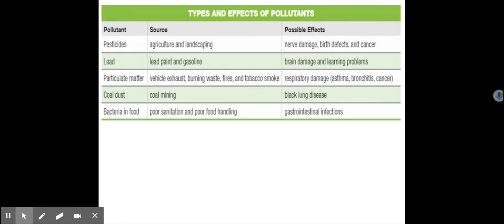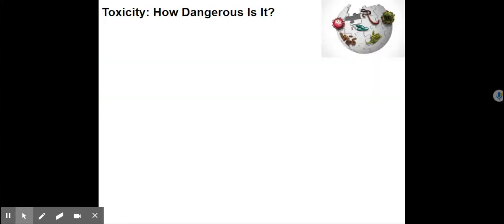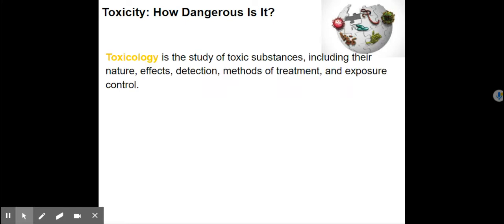Coal dust from coal mining, possible effect is black lung disease. Bacteria in food. The source is poor sanitation and poor food handling, and possible effects are gastrointestinal infections. Toxicity. How dangerous is it? Toxicology is the study of toxic substances, including their nature, effects, detection, methods of treatment, and exposure control.